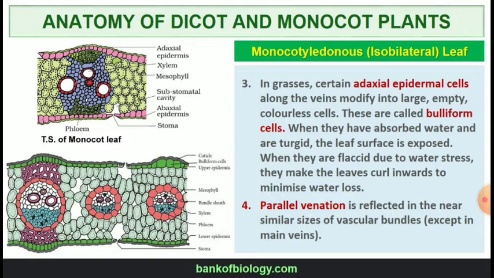Practice the diagrams. The diagrams are very important from the exam point of view. And understand the differences between the monocot root, dicot root, monocot leaf, dicot leaf, and monocot stem and dicot stem. What are the major differences? You have to note them down. So practice the diagrams and 1 mark questions from this part. So this is all about the anatomy of flowering plants.